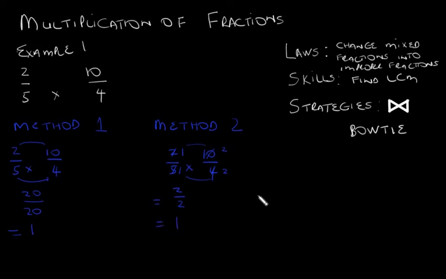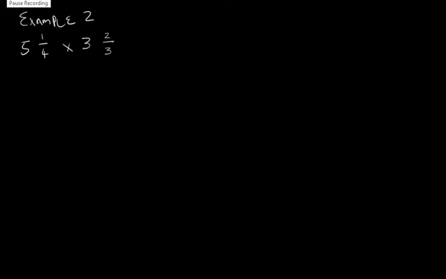Let's do another sum. Now here we have a mixed number. We have 5 1/4 times 3 2/3. We discussed in a previous lesson what you need to do. You need to convert this to an improper fraction, where the numerator is bigger than the denominator. Do you remember how to do that?